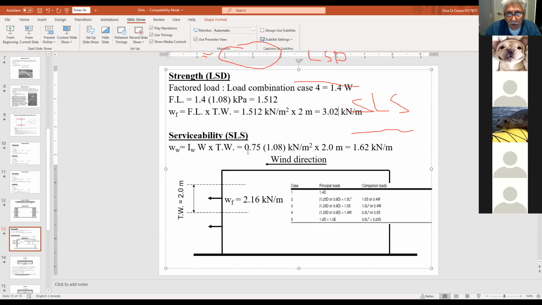Oh no, this stays the same. Sorry, this stays the same. In other words, just the importance factor. So that changed our load to 3.02. That's going to change everything that we're going to be doing from here on in. Okay?